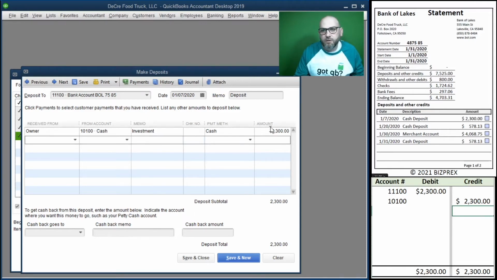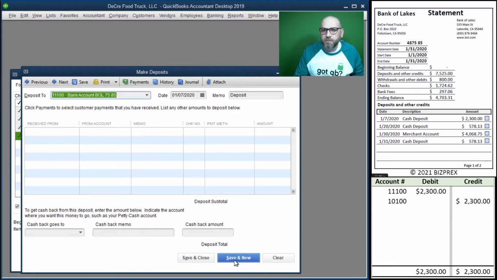Even though the amount is entered once, it's actually a credit to our cash on hand right here, and it's a debit to our bank account right here. So let's go ahead and click Save and New. We're going to book a couple more. Again, in this case, we're not clicking anything yet because it's not part of reconciliation yet, right? So let's go ahead and clear it for our next entry.